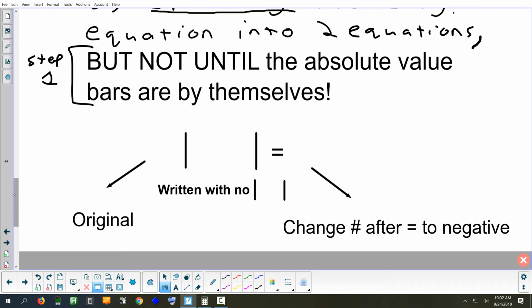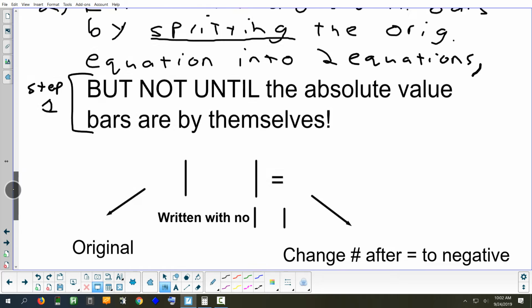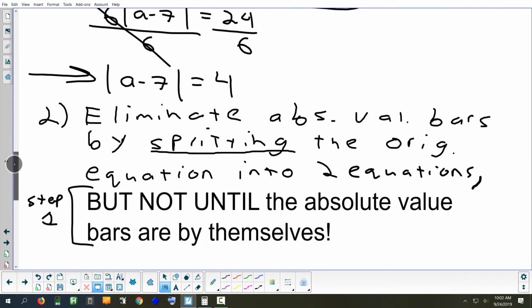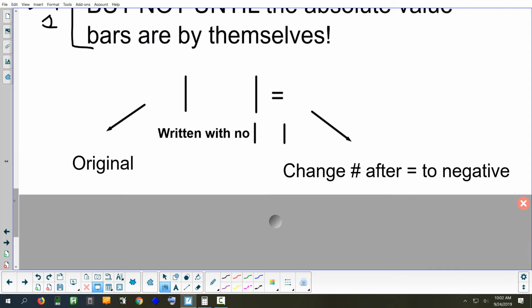Right, so what would that mean, the original problem without any bars? Let me scroll back up to what we did on one of them. That's one of the equations you would write down. That's the original problem. All I did was take away the bars. A minus 7 equals 4.